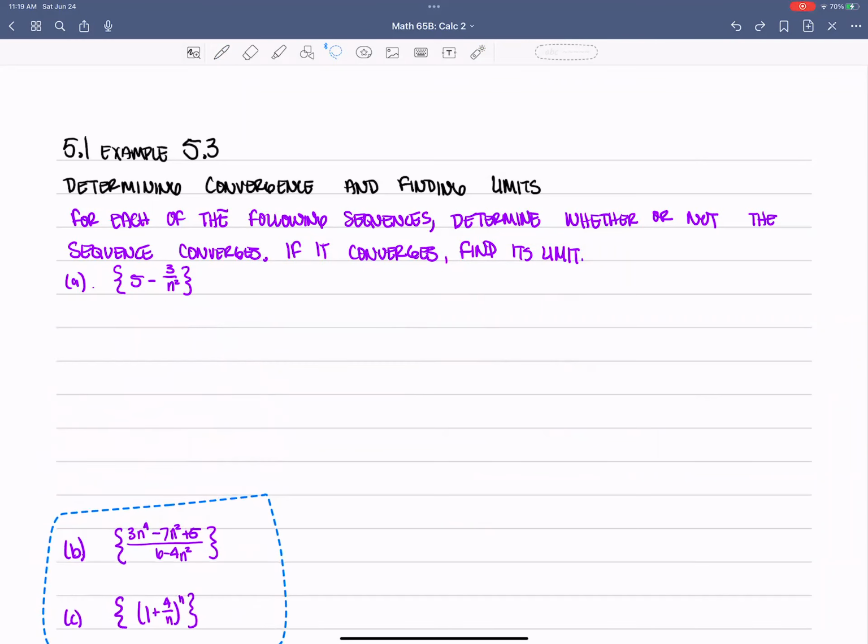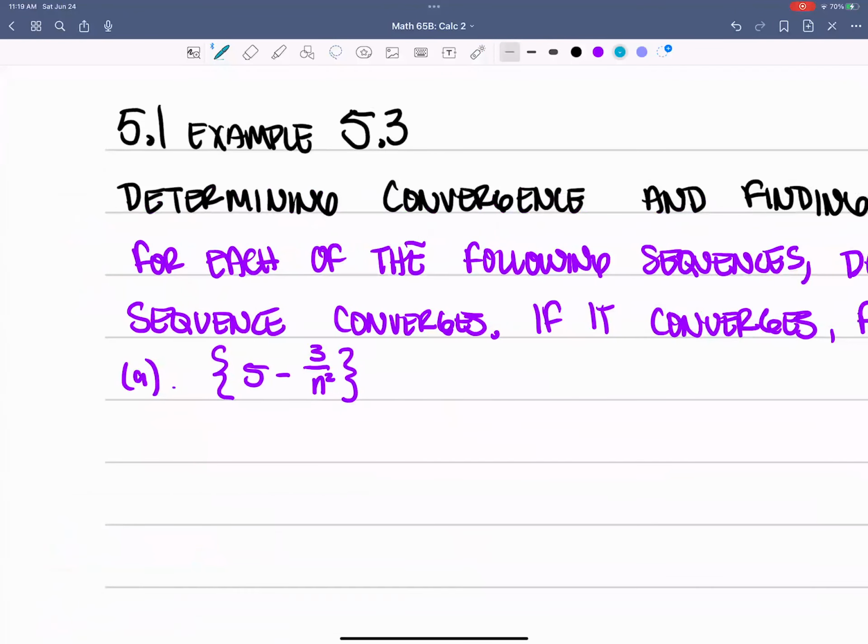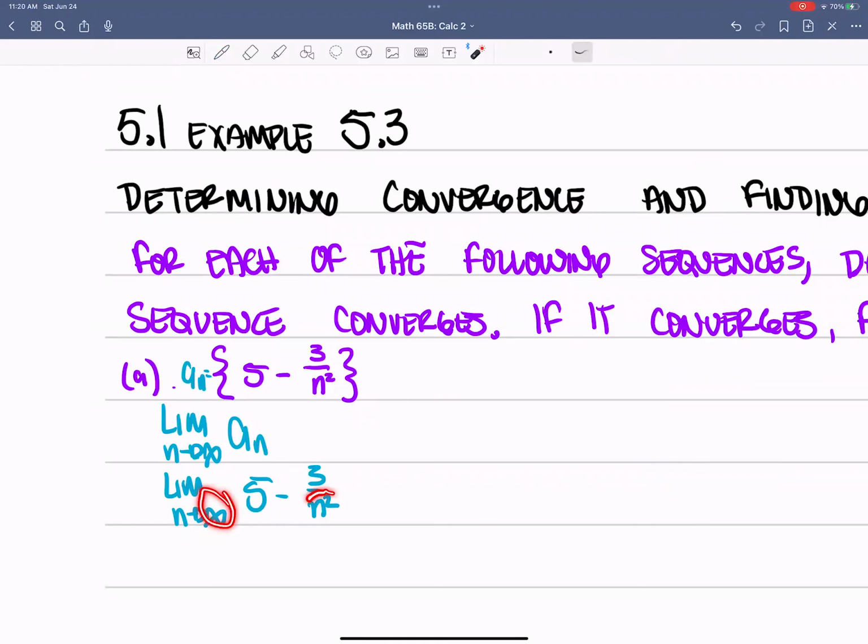So for this problem, we could use a limit of a sequence test. What we do is assume that this sequence is a function and we just find the limit of that function. So we'll call this a sub n, and we'll look for the limit as n approaches infinity of a sub n. So we're going to find the limit as n approaches infinity of 5 minus 3 over n squared.